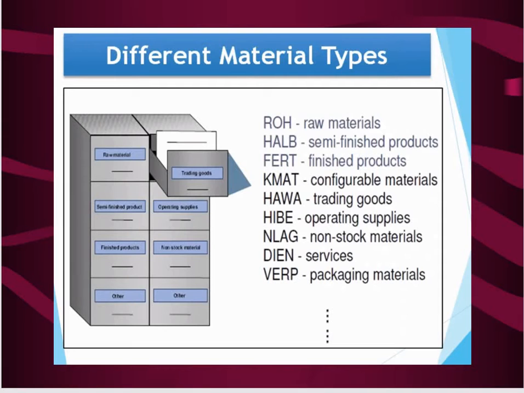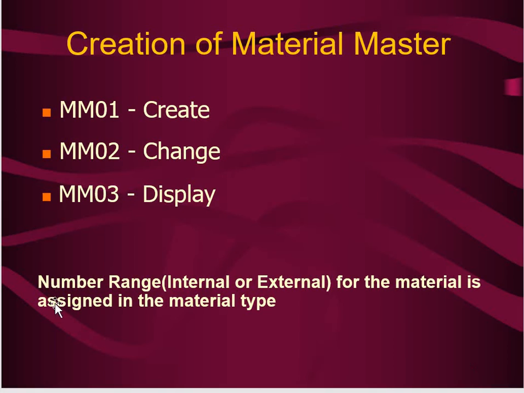So next we can go to the creation of material master, the T codes. The T code for creation of material master is MM01, MM02 is for change, and MM03 is for display. Normally 1, 2 and 3 are the same for every T code: 1 is for create, 2 is for change, and 3 is for display. We also have the number range, internal and external, for the material, but this number range is defined in the material type only.